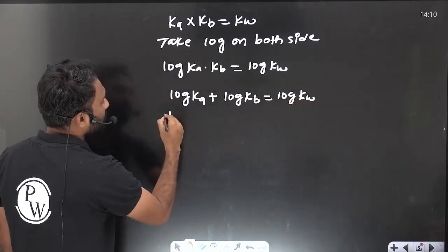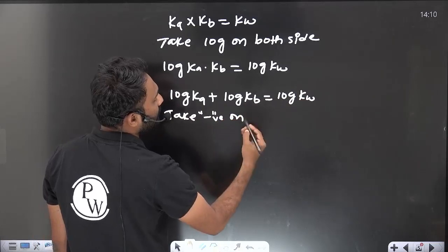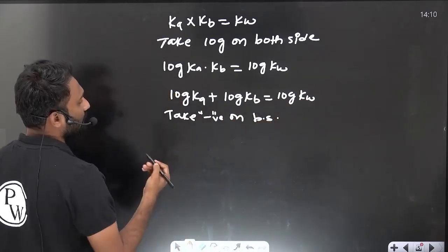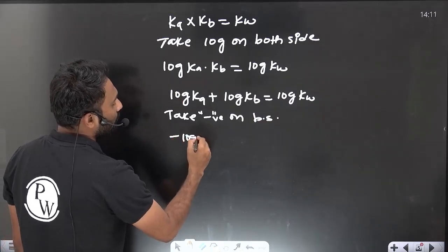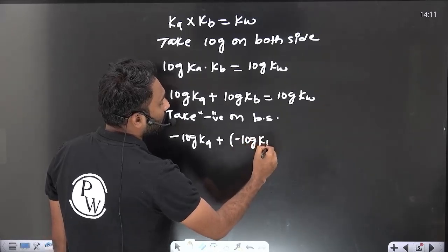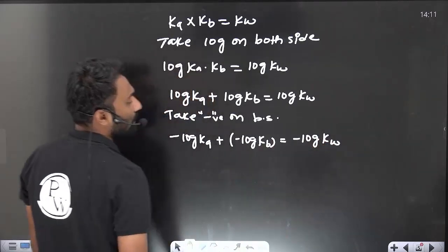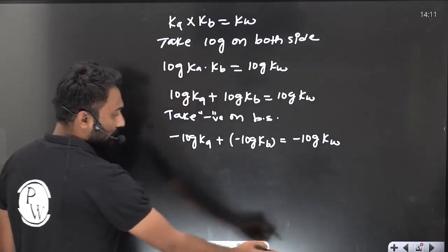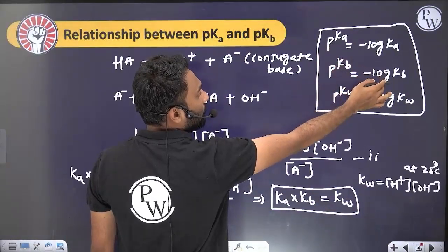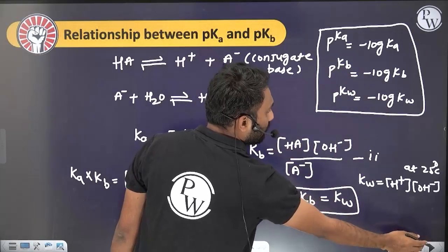Now take negative on both sides. If you take negative on both sides, what happens? minus log Ka plus minus log Kb is equal to minus log Kw, right? Now here, see, minus log Ka is equal to pKa, minus log Kb is pKb, minus log Kw is pKw, right?